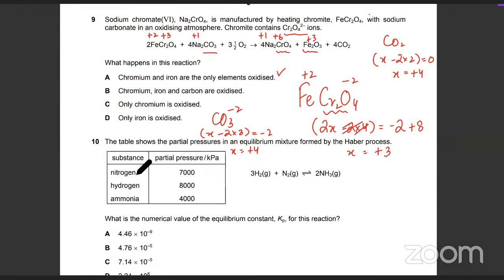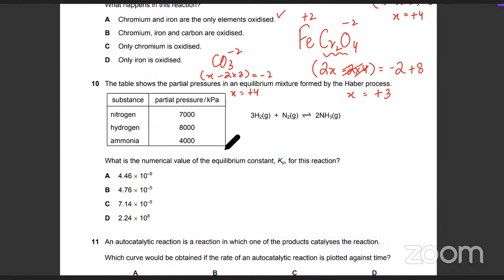Now the next part is, the table shows the partial pressures. Partial pressures are given. You just have to find the value of Kp. What's the expression for Kp over here? Pressures due to products, that's pressure of NH3, and that's going to be squared. It's going to be divided by the pressure due to H2, which is going to be cubed, and the pressure due to N2. So you just have to plug in the values. The partial pressures are already given. So what do you get for this?